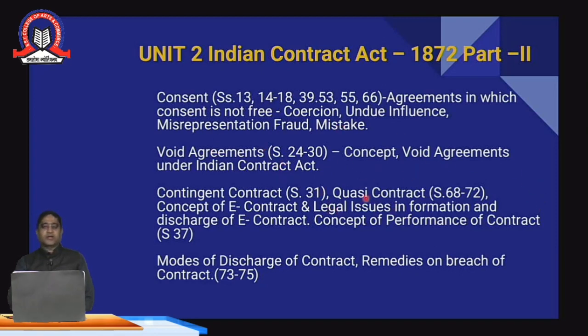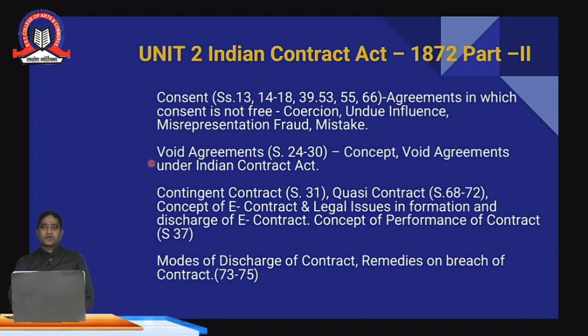As the word means, contingent means happening or non-happening of an event. Whenever a person enters into a contract, when certain things or certainties happen, it would be called a contingent contract, and if they do not happen, it would also be called a contingent contract. Another type of contract is called a quasi contract. Quasi contracts are those contracts which are an unwritten form of contract, related to Section 68 to Section 72 of the Indian Contract Act.